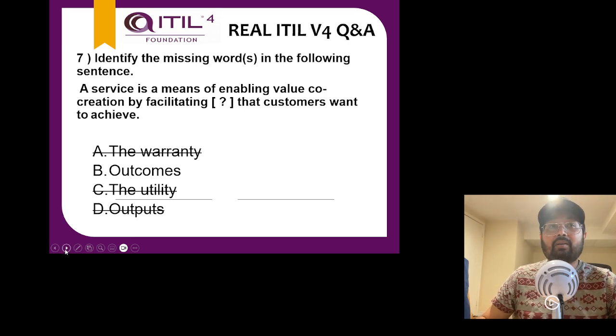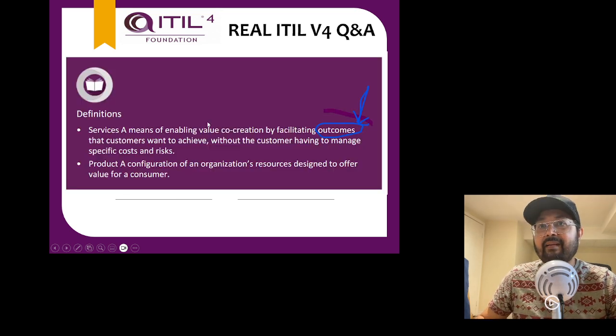Remember, you will definitely get a question in the test that is related to the definition of service. So here again we are going to repeat the definition of service. This is from the real ITIL books. Service: a means of enabling value co-creation by facilitating outcomes, not the output, outcomes that customer want to achieve without the customer having to manage specific costs and risk.